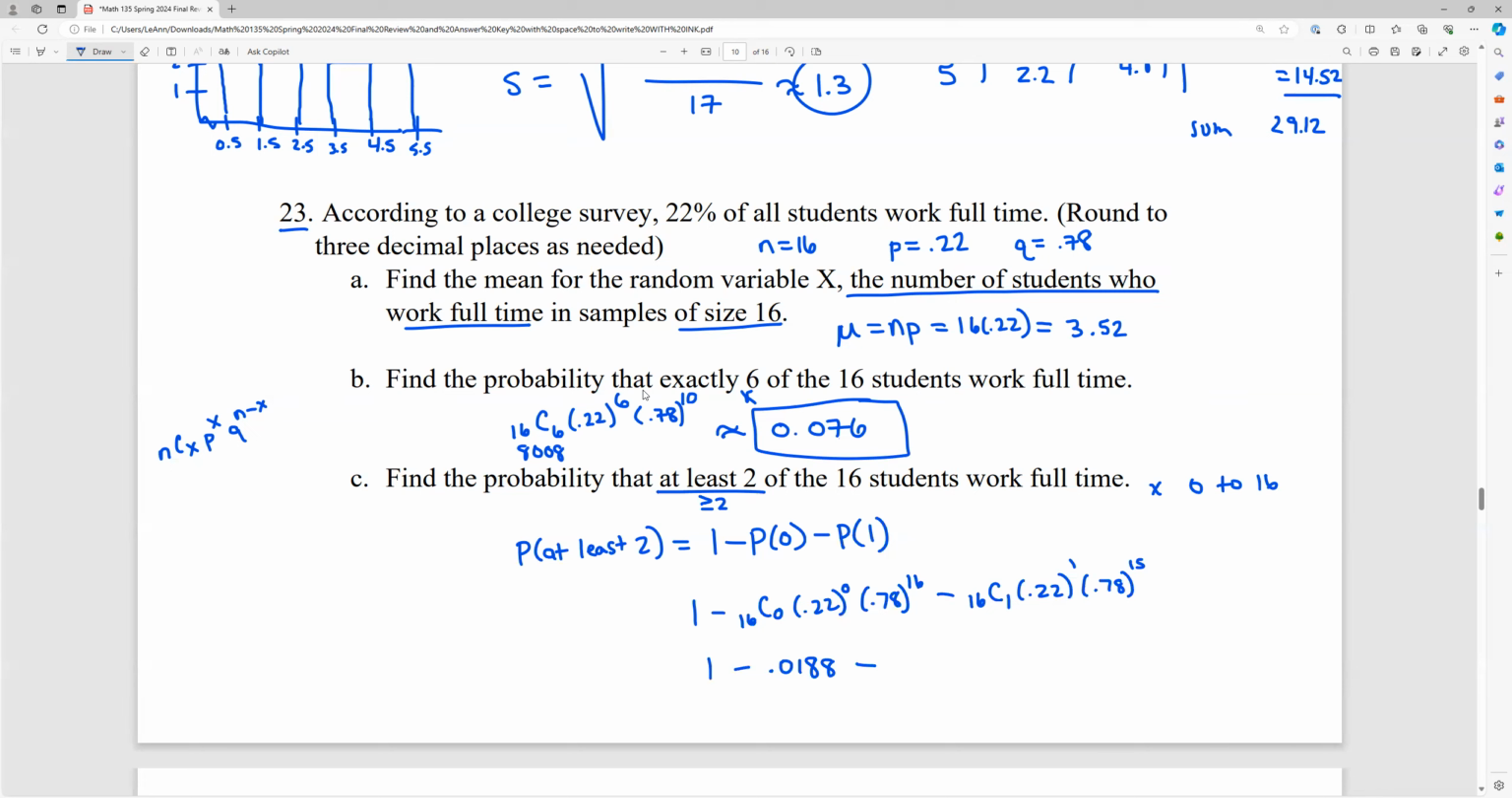And then 16 choose 1 is 16, times 0.22 to the first, which is going to give me 3.52. And then times 0.78 to the 15th, that's going to give me roughly 0.0847. It keeps going. And then we're going to subtract this and round our final answer to 3 decimal places. So 1 minus 0.0188 minus 0.0847. I'm getting 0.8965, which if we round to 3 decimal places would be 0.897. Okay. So that's the probability that at least 2 of the 16 students work full time.